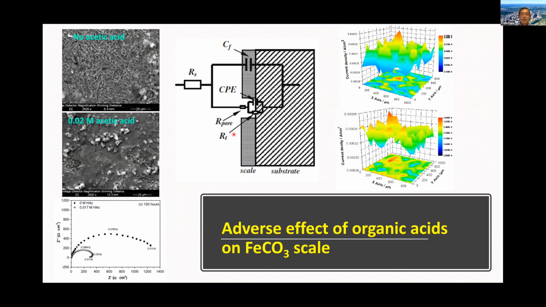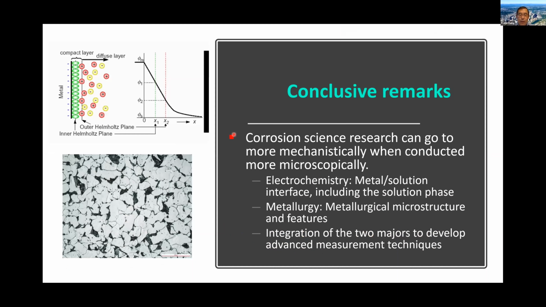To conclude my talk today, we can say corrosion science research will go to a more mechanistic level if we can develop different types of micron and nanoscaled electrochemical techniques. This technique is very critical to improve our fundamental understanding of corrosion science. And finally, corrosion and electrochemistry can be combined together to improve fundamental research.